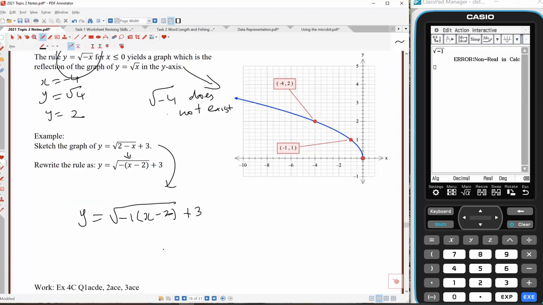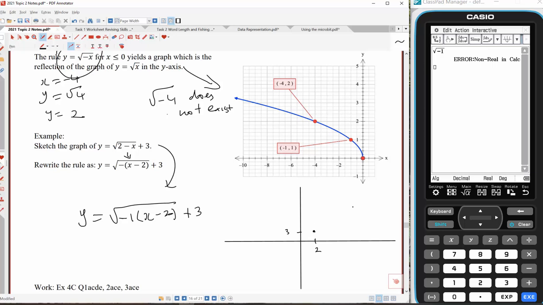Now, why do we want to do this? Well, once we've got it into this form, girls, it allows us to read off the transformations. So I know that this 2 here sends the graph 2 to the right, and I know that this 3 sends it 3 up. So I'm going to put that into my sketch so far. 2 across and 3 up. So there's 2 and there's 3. So there's my anchor point.